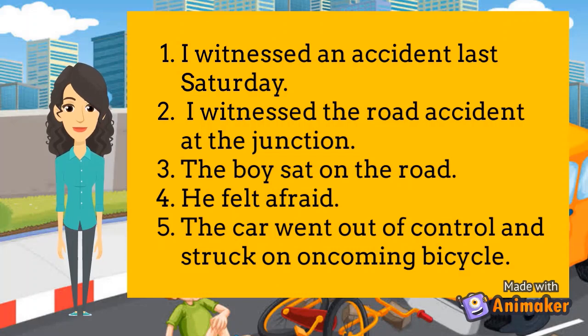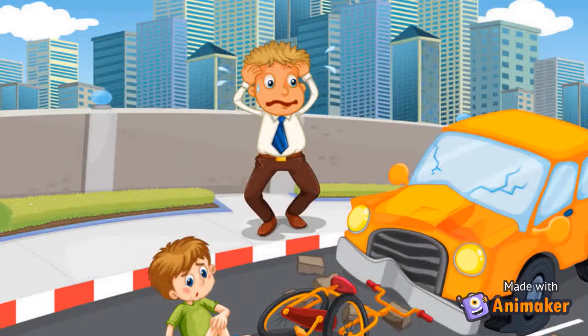The last question, what did you witness? Okay, this question is quite general. You can have different types of answers. Alright, so the simple answer here is the car went out of control and struck an oncoming bicycle. Alright?